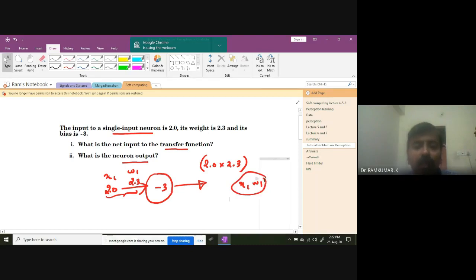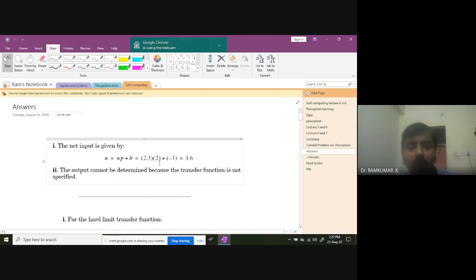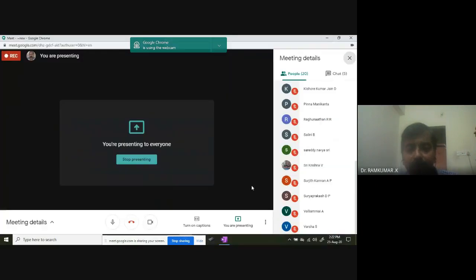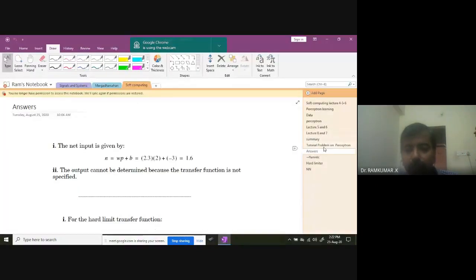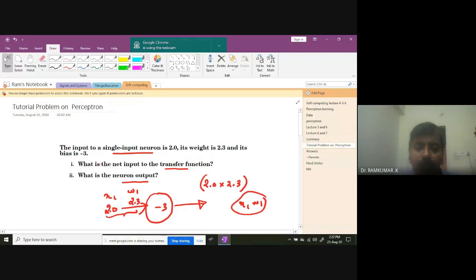So what is the net input to the neuron? The answer is 2.3 times 2 plus minus 3, and that's going to be minus 1.6. Are you getting the problem clearly? This is a bias. How do you give the bias? That's another input, maybe you can put minus 3 here and 1 here. That's what I told, it's more like a weight. So the overall summation can be written like this.